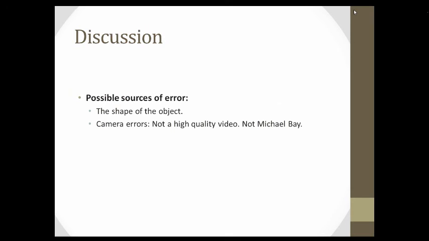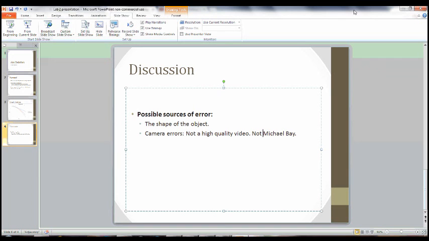So for my discussion, I will go over a few possible sources of error. First of all, the shape of my object could have affected the drag force. I was using a football, so drag force on an object that is made to be aerodynamic is probably less than that of a piece of paper. Also, I was not able to use an amazing camera, so the quality was not the best. And this could lead to a few differences in data.